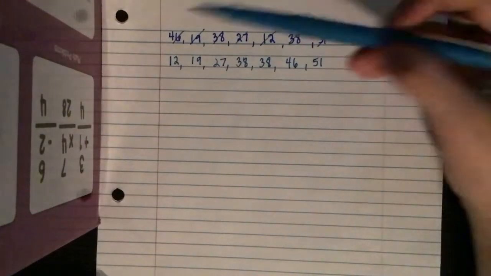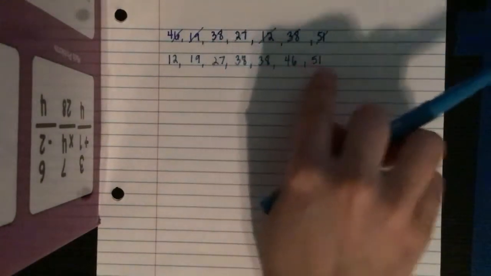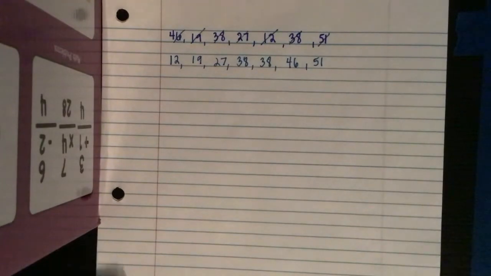Now I'm going to go back and count how many numbers I started with and how many numbers did I rewrite. So 1, 2, 3, 4, 5, 6, 7. 1, 2, 3, 4, 5, 6, 7. So I'm good. I didn't miss any.